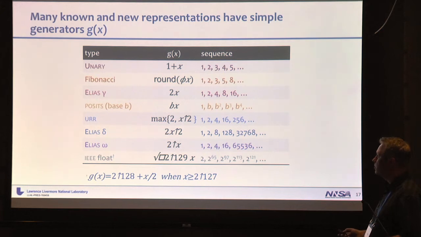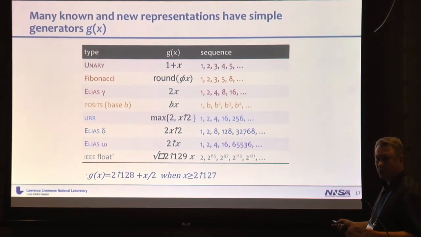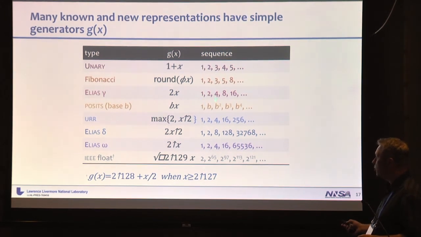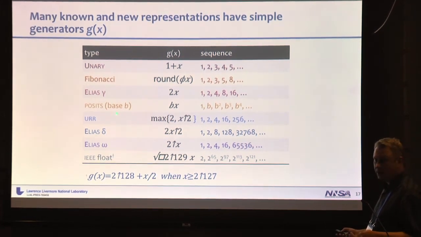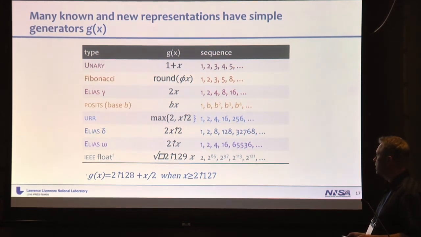Another familiar sequence, of course, is the Fibonacci sequence that we can write as this, where phi is the golden ratio in this case. That generates a slightly more quickly increasing sequence. As we get to Elias gamma, we double. With posits, we have some base b, where b is a power of 2, and that will increase even more quickly and so forth. You'll see that some of these representations increase extremely quickly, like Elias omega, where you take the previous number x and you take 2 to the x, and you keep doing that.